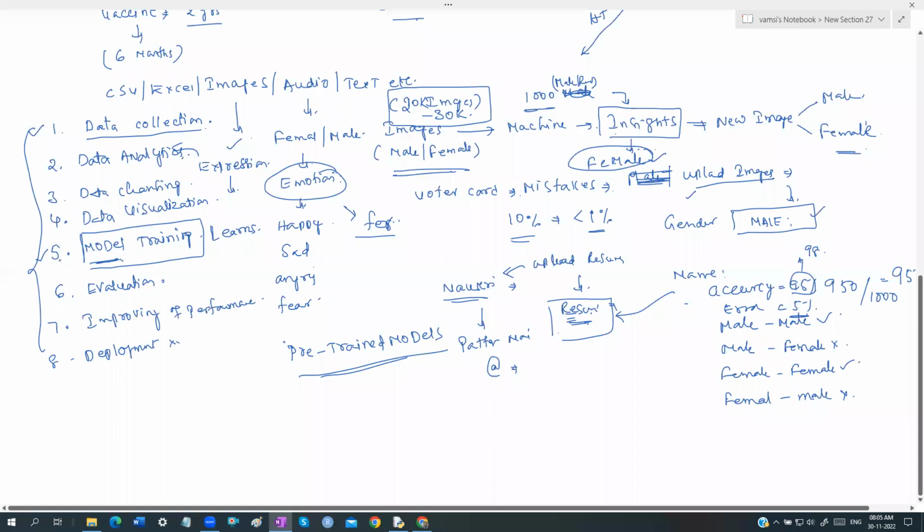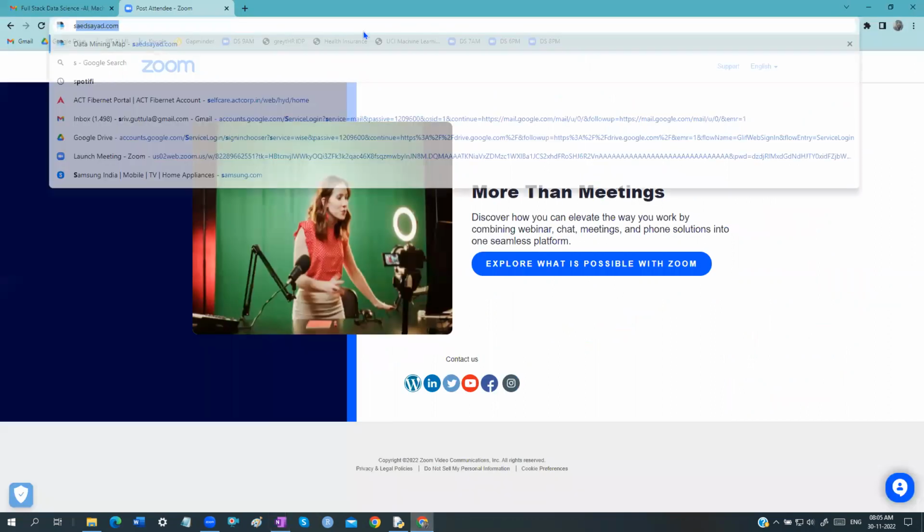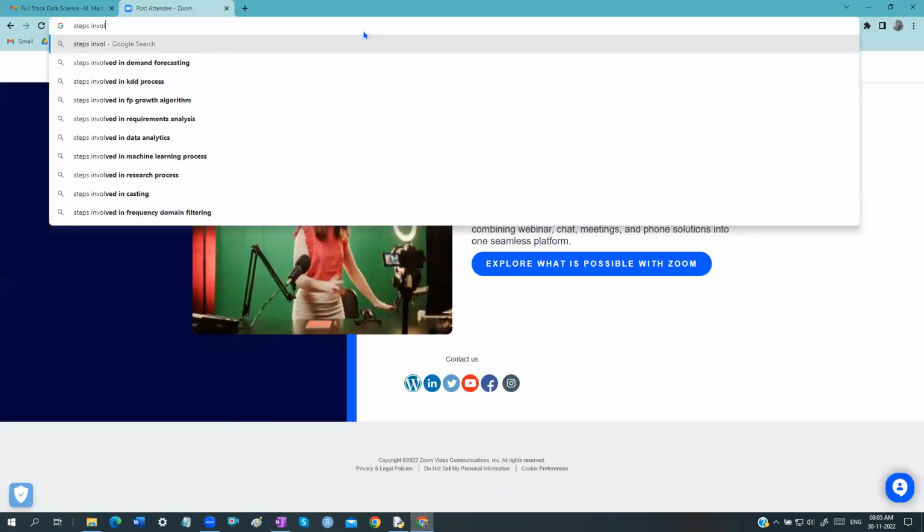So these are some of the steps which we have to follow as part of the machine learning application. Yes, so try to verify them. What are the steps involved in machine learning? In the machine learning process, or machine learning cycle, whatever we call it.